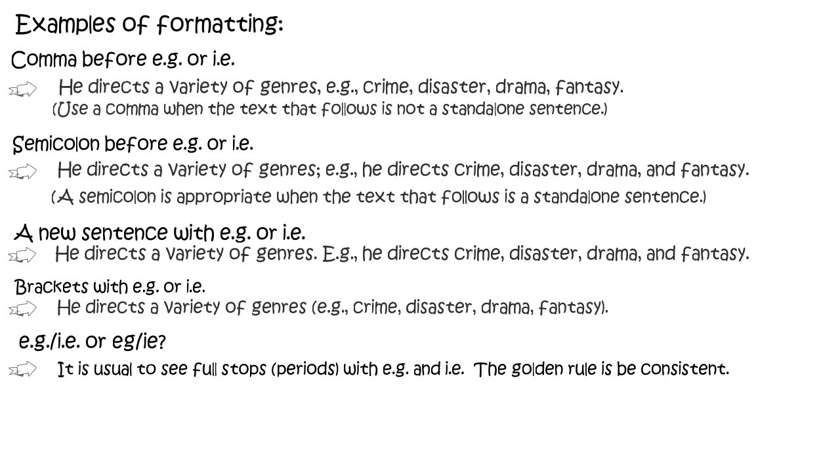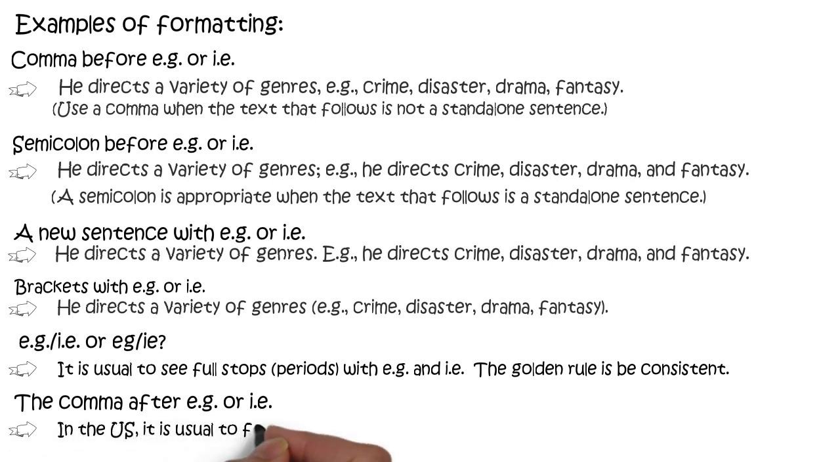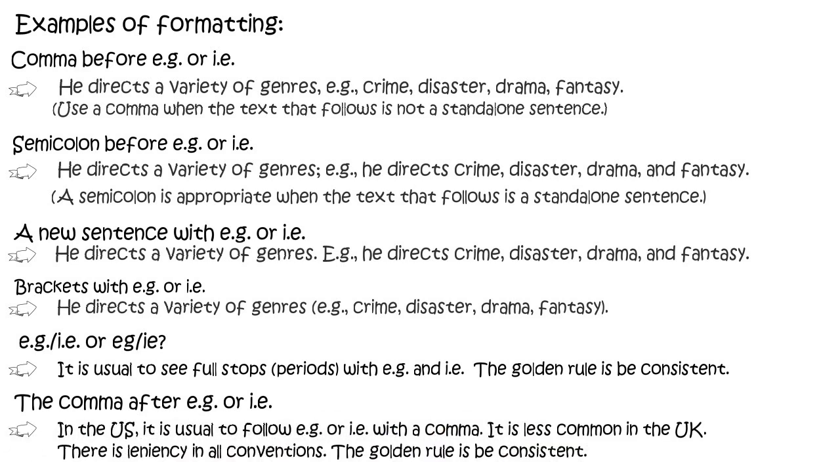And what about the comma after e.g. or i.e.? Well, in America, it's usual to follow e.g. or i.e. with a comma. It's far less common in the UK, but there's leniency in both conventions. The golden rule is this: just be consistent. If you're going to put a comma after it, then keep that comma there. If you're not, then keep it out.